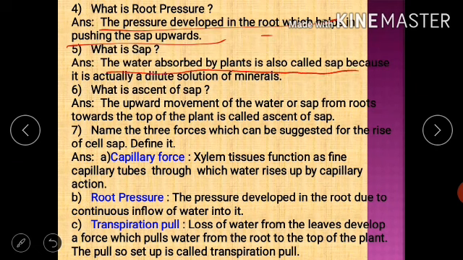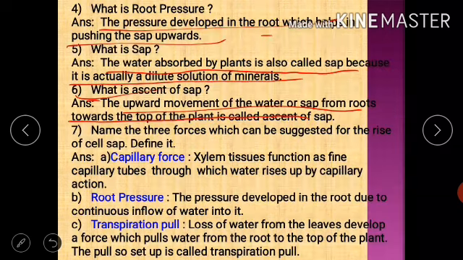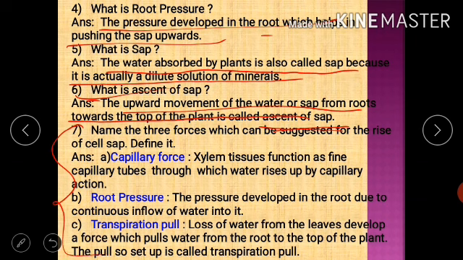What is ascent of sap? The upward movement of water or sap from the roots towards the top of the plant is called ascent of sap. Can you see, from the roots to the top of the plant as it moves, is known as ascent of sap. And this ascent of sap is due to the help of three forces. What are the three forces? Capillary force, root pressure, transpiration pull.